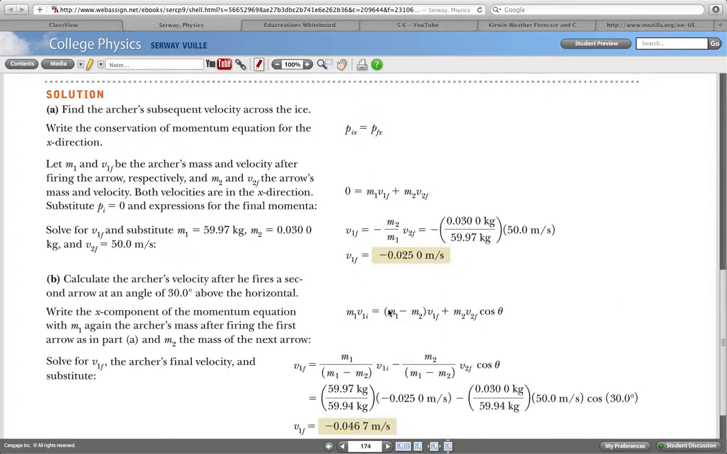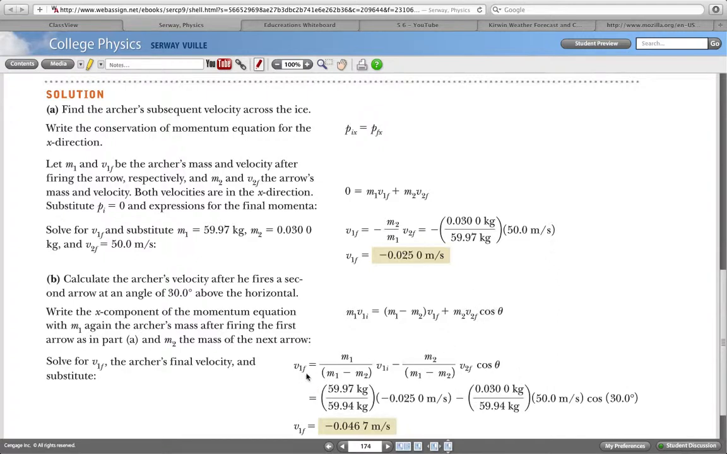And then the second one is going to be mass 1 minus mass 2, because remember, that's the final velocity of him after he's shot the arrow. Plus mass 2 times velocity 2 cosine theta, which is the magnitude of the momentum of the arrow the second time. Cosine theta has got to be in there.